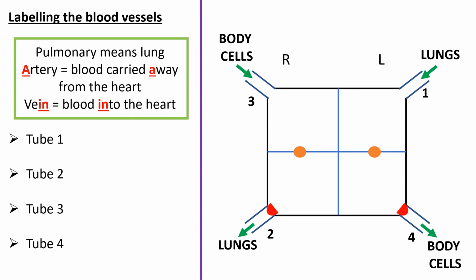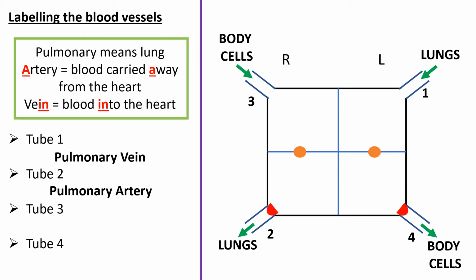Once we've done that, we can use that to work out the names of the four blood vessels. Tube number 1 is carrying blood from the lungs. Therefore, we have to use the word pulmonary. It's carrying blood into the heart, so therefore it is a vein, and it is the pulmonary vein. Number 2 again is connected to the lungs, which means we have to use the word pulmonary, but this time it's carrying blood away from the heart. Away from the heart means it's an artery, and we talk about the pulmonary artery.